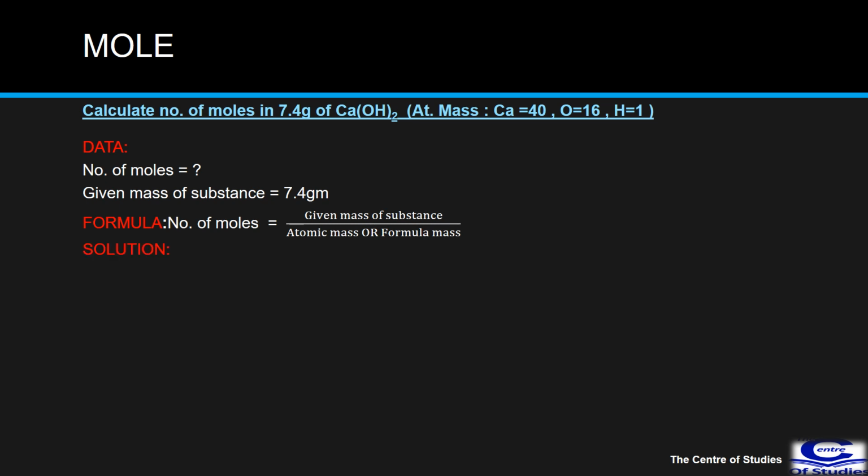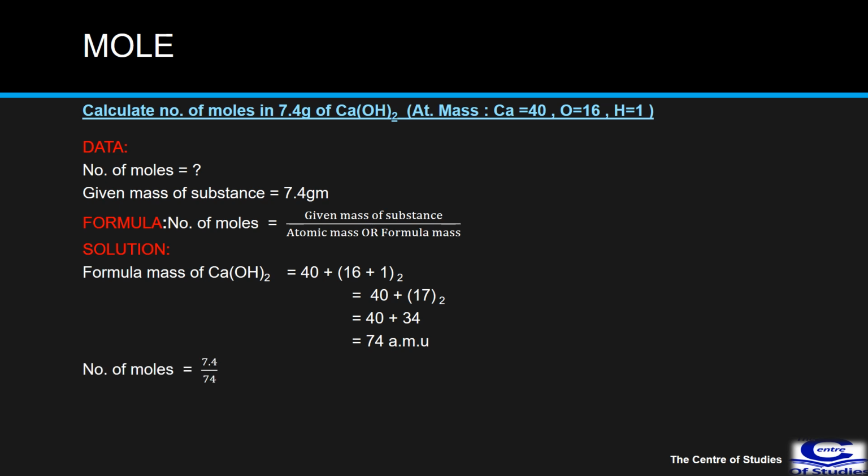Now, coming to the solution. Since to find out the mole, we must know the atomic mass or formula mass of the given substance, first we have to find out the formula mass of calcium hydroxide. By adding the atomic masses of the elements, we got 74 AMU. Since it is a formula mass, we write the unit AMU. Now placing the values in the equation, number of moles is equal to 7.4 divided by 74. 7.4 is the given grams and 74 is the formula mass of calcium hydroxide. By dividing that, we get our answer, that is 0.1 mole.